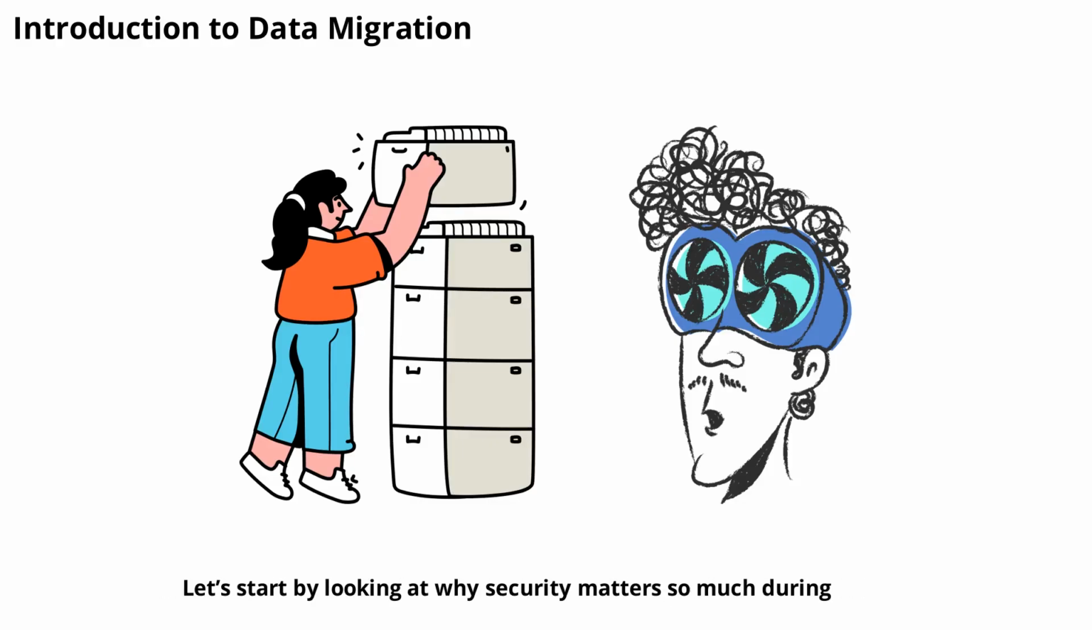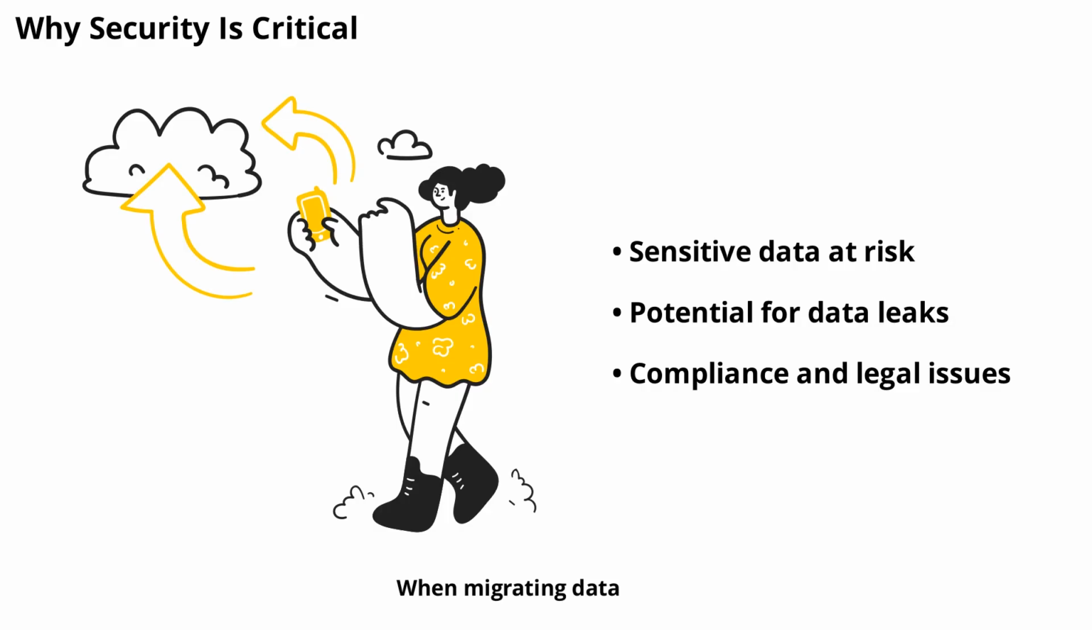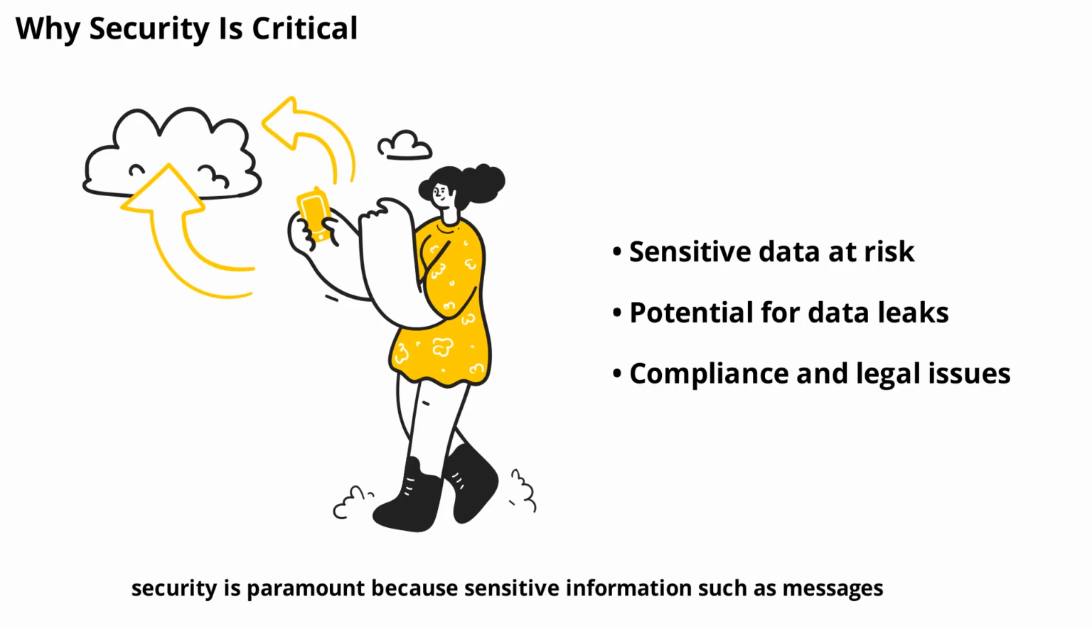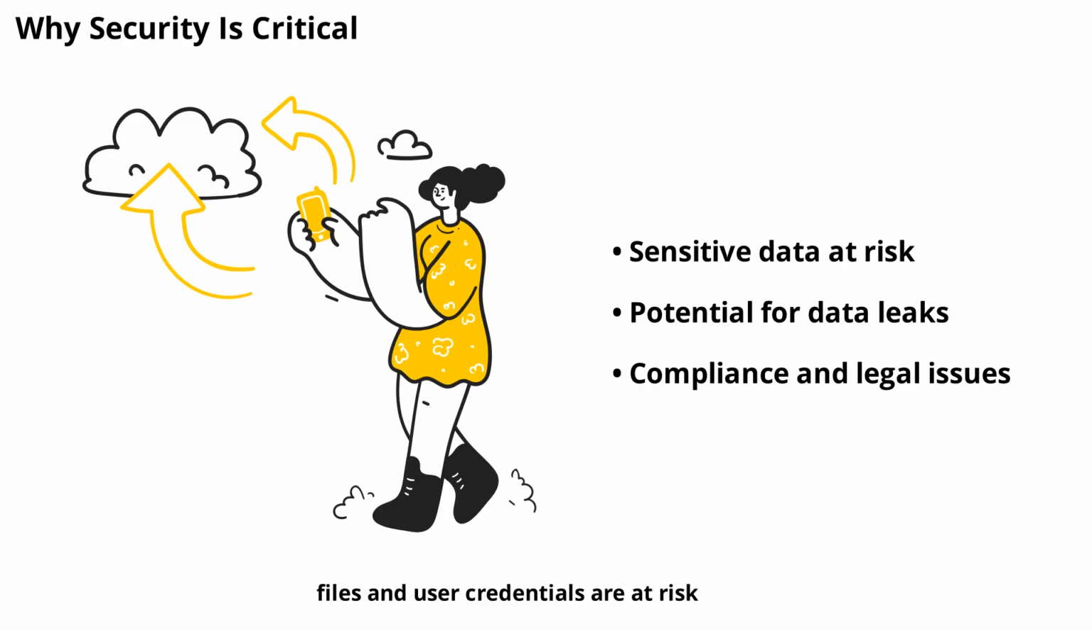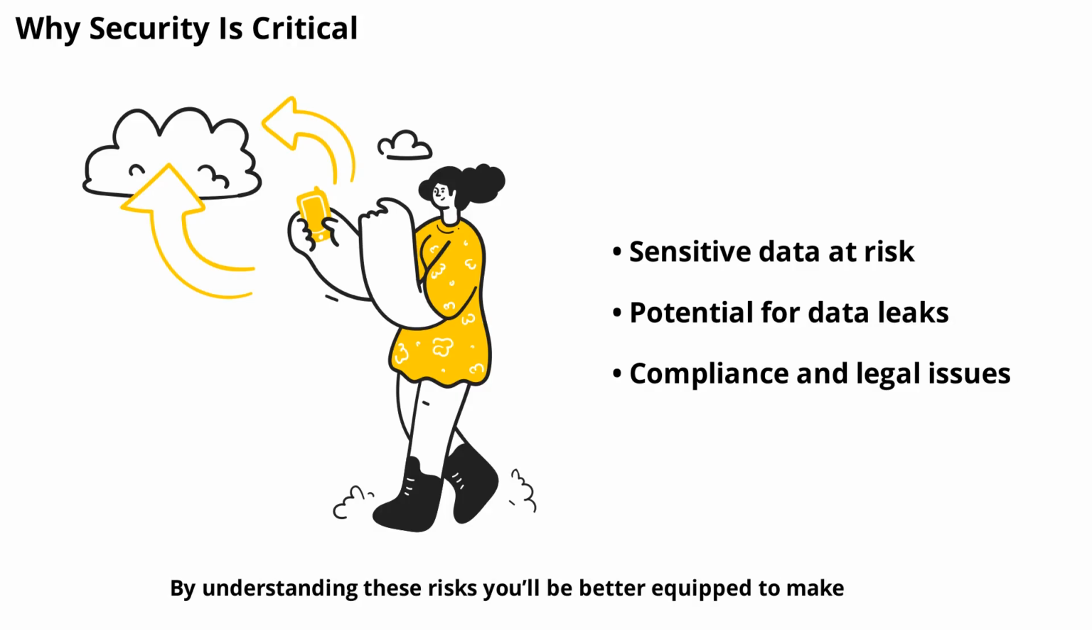Let's start by looking at why security matters so much during this process, and what's at stake if it's not handled properly. When migrating data, security is paramount because sensitive information such as messages, files, and user credentials are at risk. A breach during migration can lead to data leaks, compliance violations, or even financial loss. That's why it's important to plan every step carefully and use secure methods. In this scene, we'll discuss the types of data typically migrated and the potential consequences of poor security practices. By understanding these risks, you'll be better equipped to make informed decisions throughout the migration process.